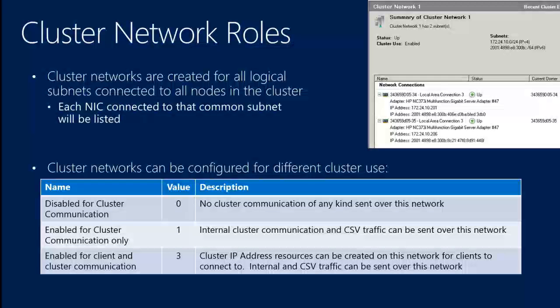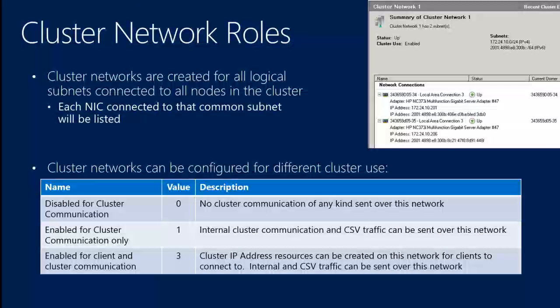You can then define how those cluster networks are to be used. There's disabled for cluster communication, which means we will not send any heartbeating, any intra-cluster communication, or any CSV traffic across it. You can enable it for cluster communication only, or enable it for client communication as well. The only difference between these two settings is that they are only for our wizards and our UIs.